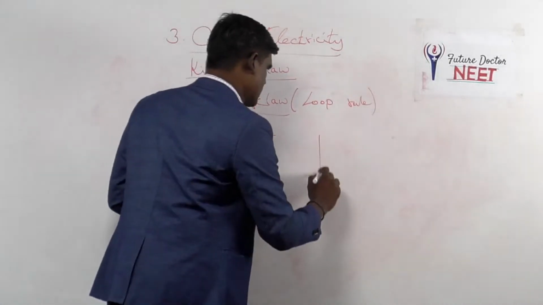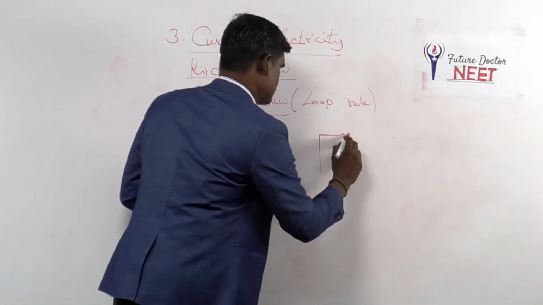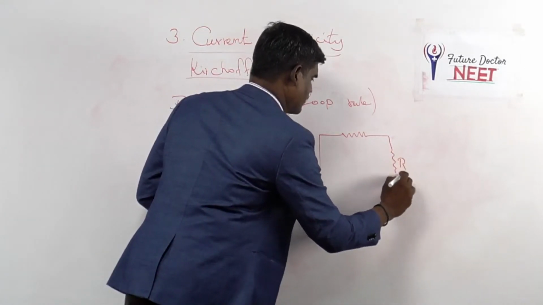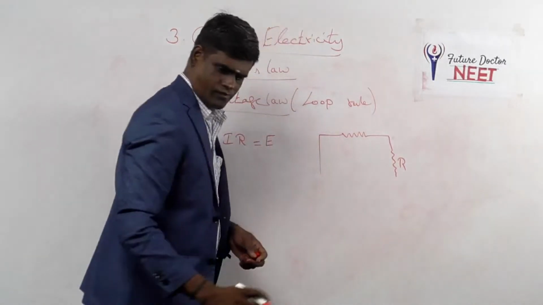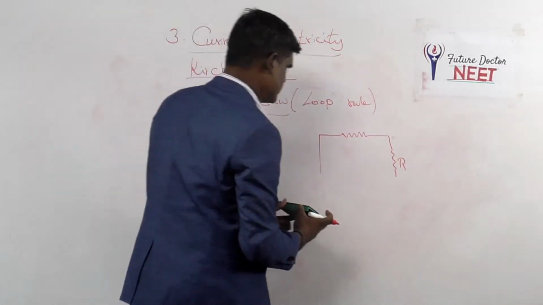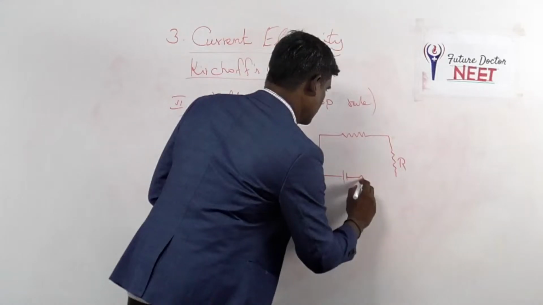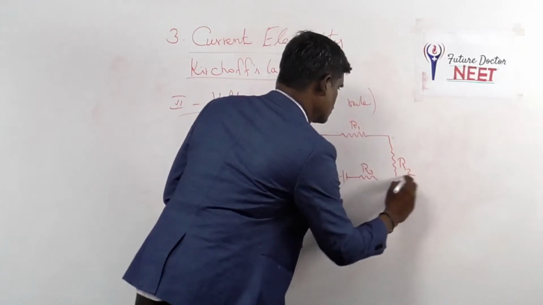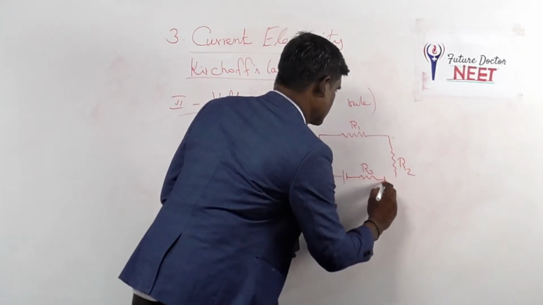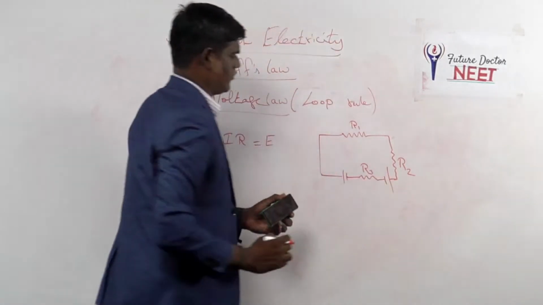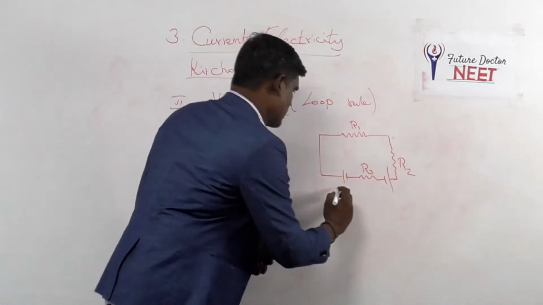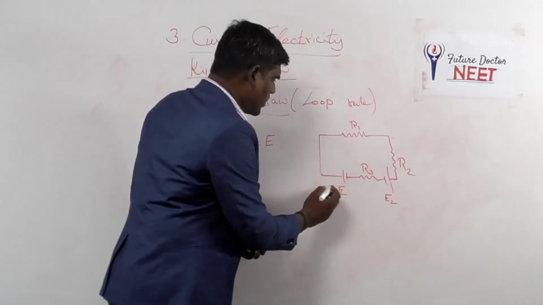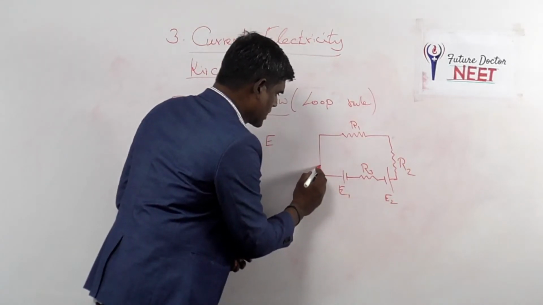For example, this is one resistor and here is another resistor. Here one battery and here another resistor. R1, R2, R3, and here another battery. Two batteries: this is E1 and this is E2. And because of E1, the current I1 flows here.